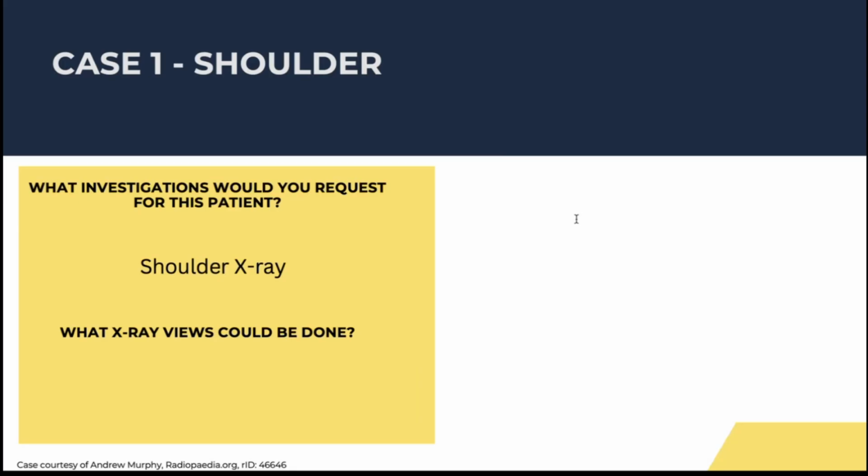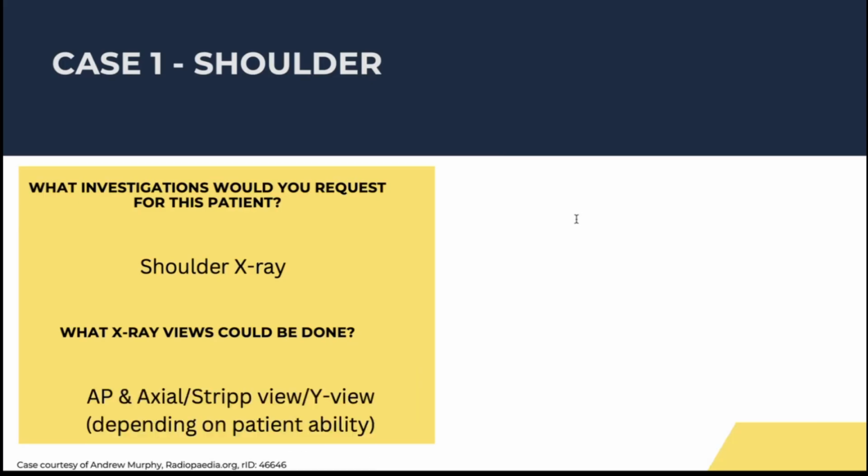AP and Y view scapula. Yeah, so you would do an AP and then again you would do an alternative view. So at UHL, we try to do an axial where we can, but this patient is unable to abduct their arm. So we have a bit of an issue there. So we try to do a strip view.